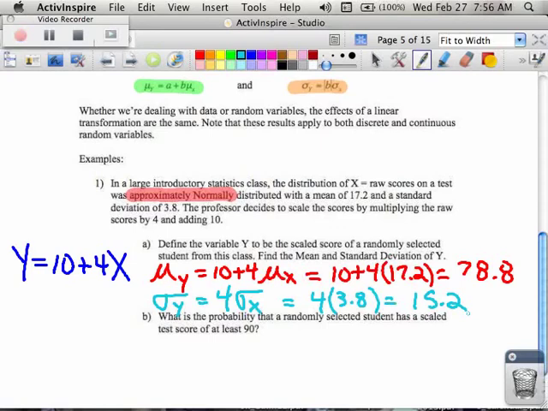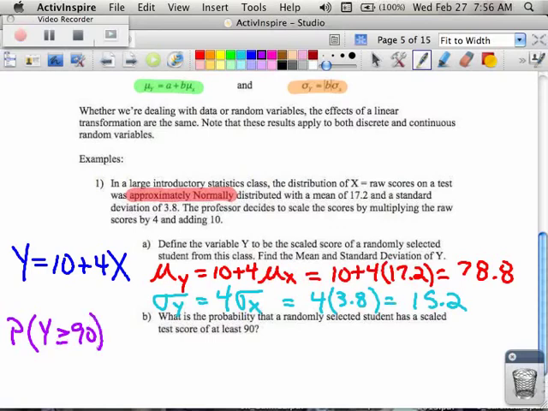So then we can use some statistical analysis on this. We want to know, in this new system, what's the probability that a randomly selected student has a scaled test score of at least 90? So what we're asking ourselves here is, what is the probability that my new scaled score, so I want the y, not the x, make sure you use the correct lettering, is greater than or equal to 90.